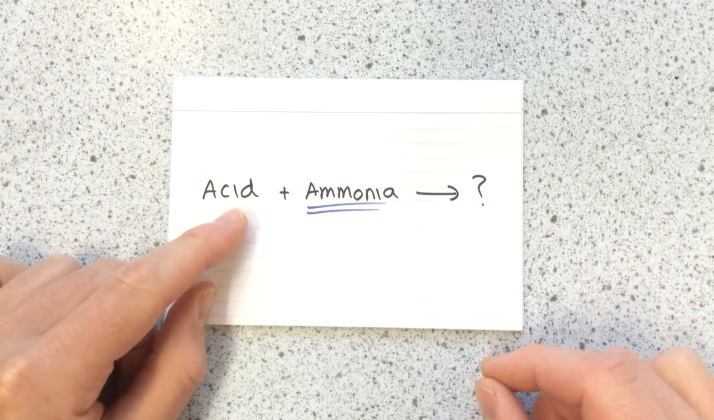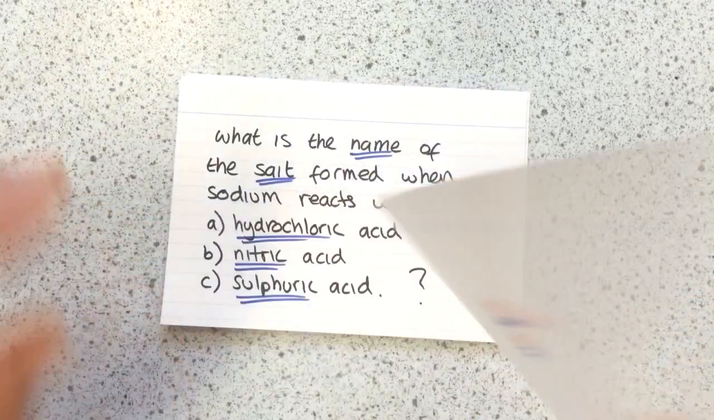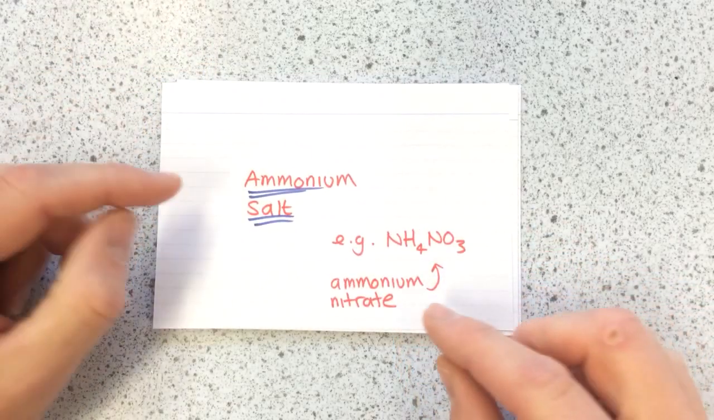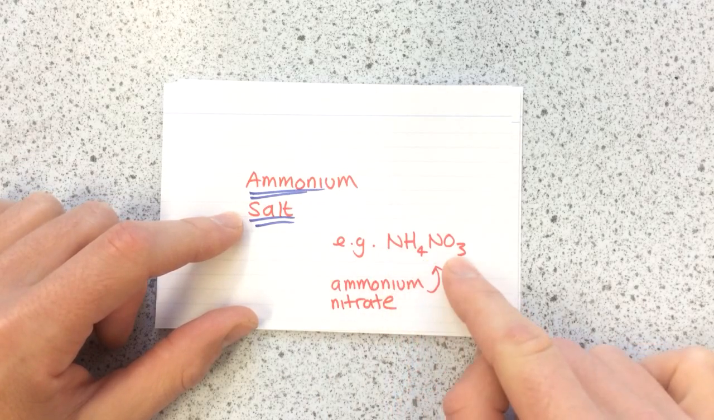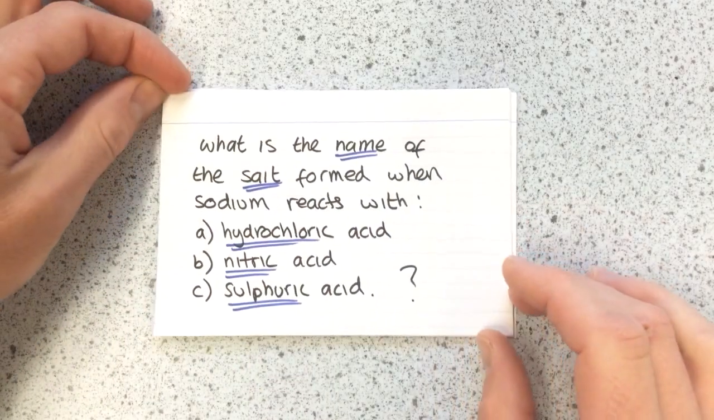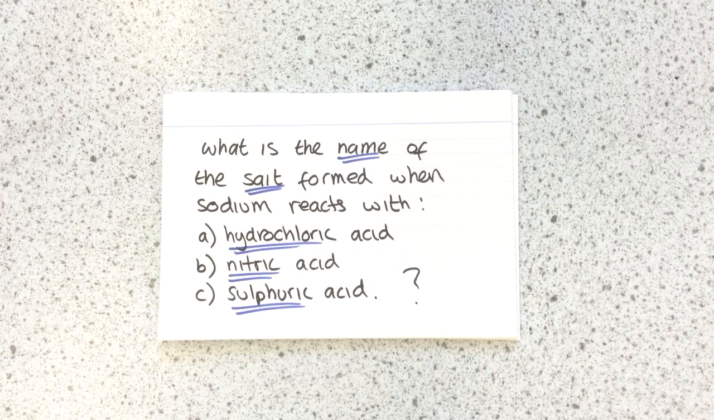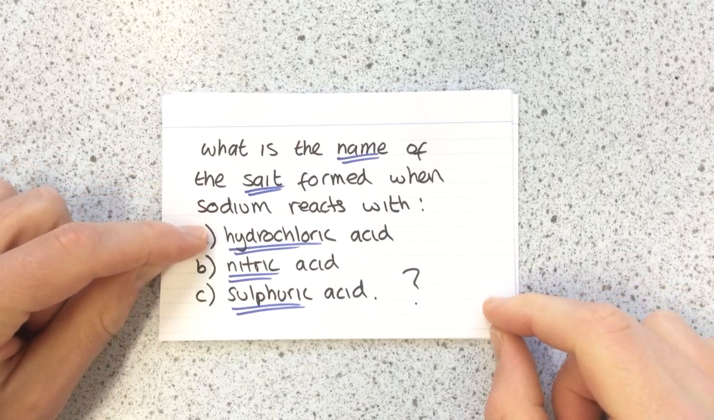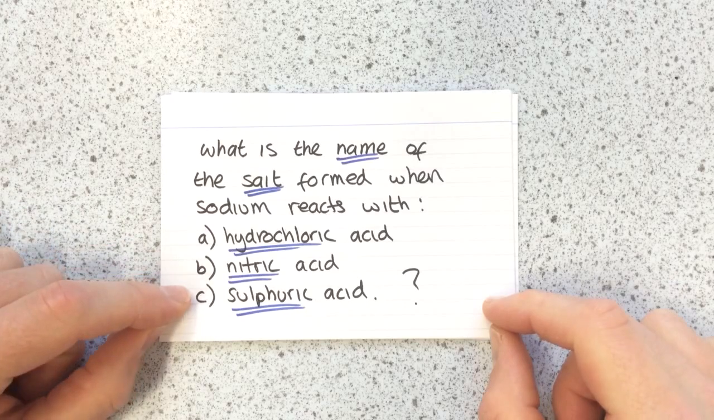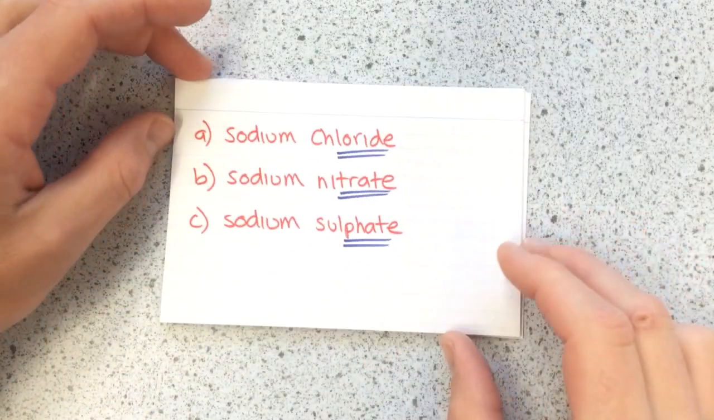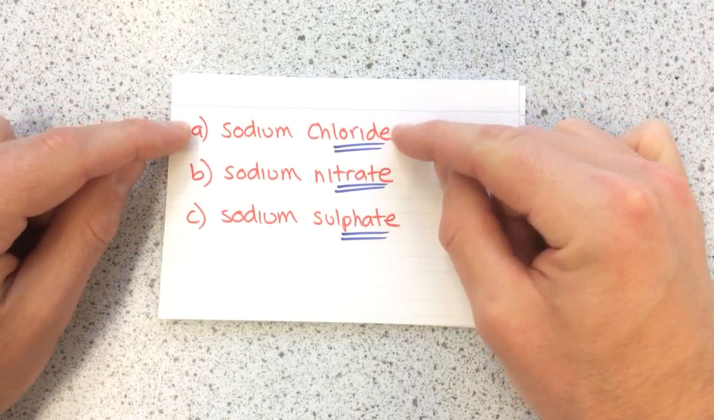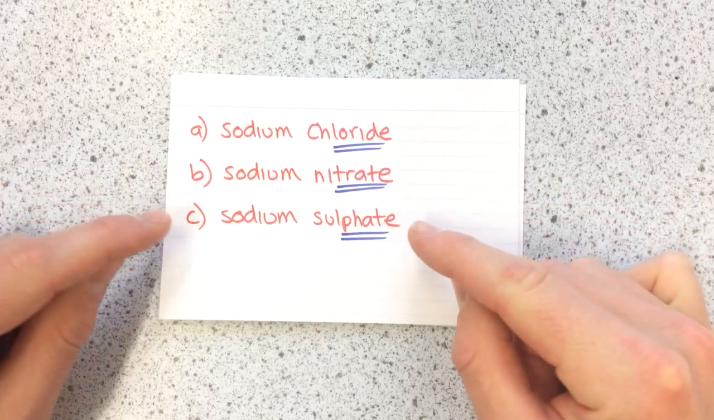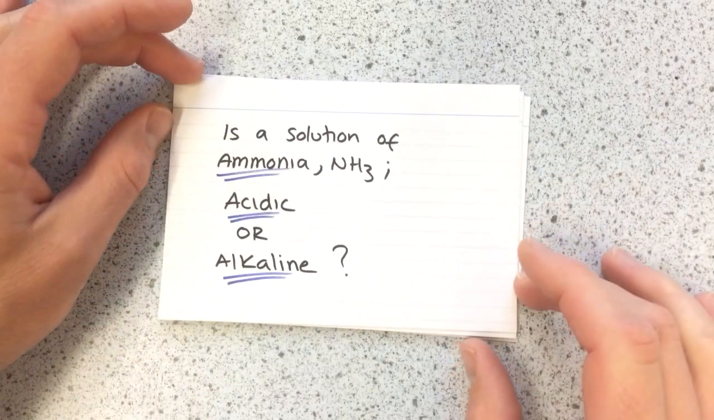If you have an acid and you react it with ammonia, what do you make? You make just a salt this time, but there's a specific type of salt called an ammonium salt. An example of that is ammonium nitrate. Now we're looking at naming salts. What is the name of a salt formed when sodium reacts with A, hydrochloric acid, B, nitric acid, C, sulfuric acid? They're all going to be called sodium because the metal's the same. If it's hydrochloric acid, it becomes sodium chloride. If it's nitric acid, sodium nitrate. Sulfuric acid, sodium sulfate.